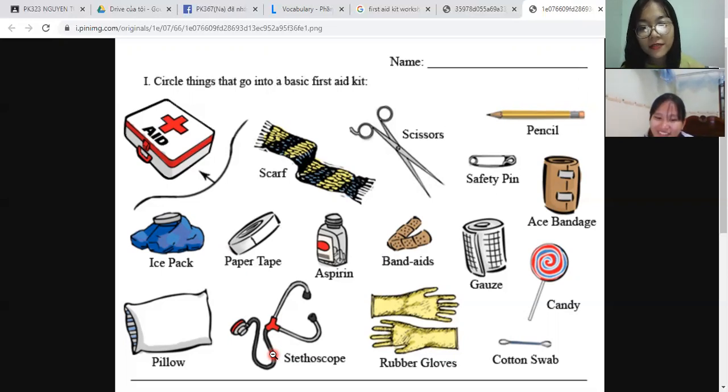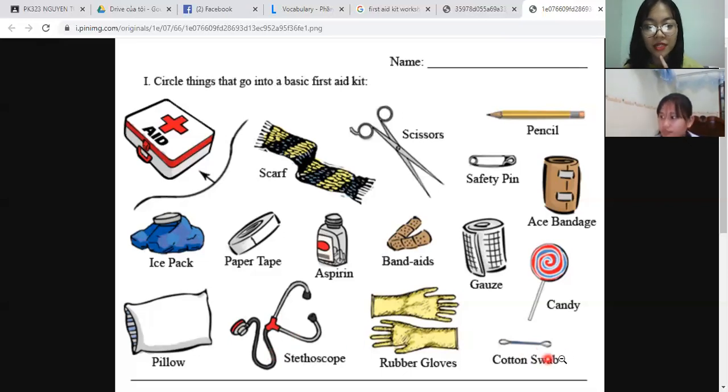All right, and then we have the rubber gloves. What is rubber? Can you imagine? This is the eraser. If you say only the word rubber, rubber is actually an eraser. Do you know an eraser? Rubber is eraser. So the rubber gloves, gloves. Okay, anything else?